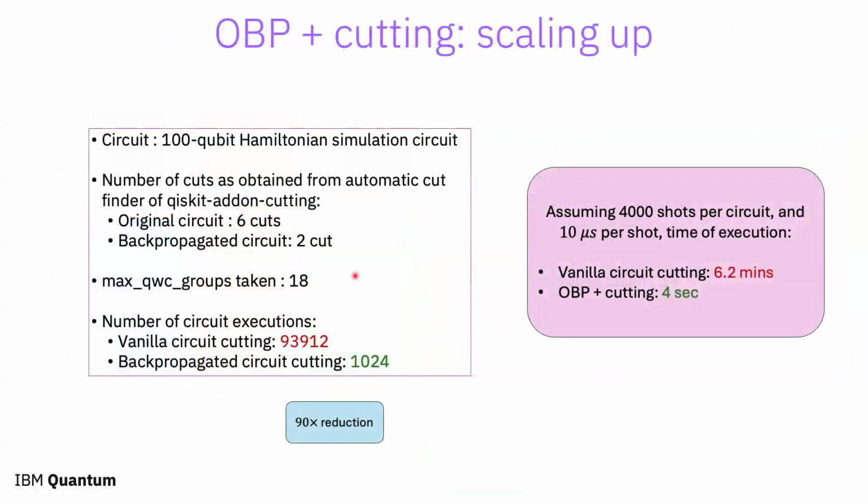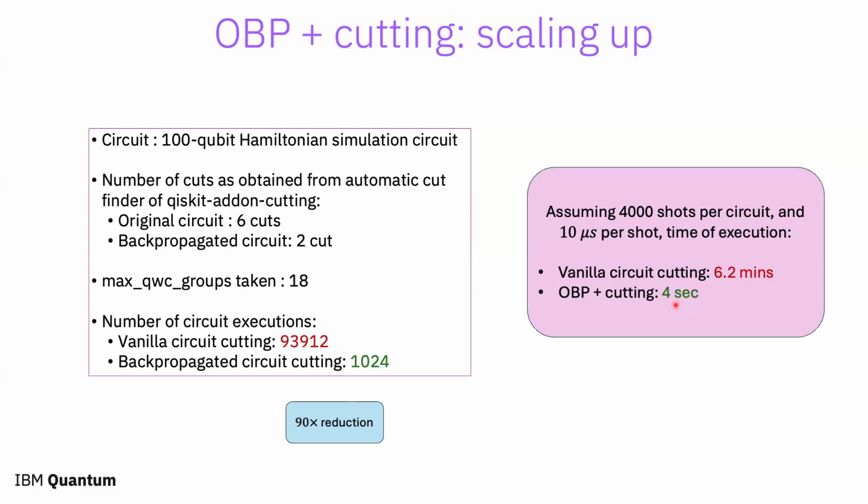And if we scale it up, we didn't run this circuit, but if you take, say, a 100 qubit Hamiltonian simulation, in vanilla circuit cutting, you have like 93,900 circuit executions. Whereas if you do backpropagation, it goes down to 1,000. So that's a 90x reduction. And if this doesn't seem like a wow moment, let's look into this. If you want to run these many circuits, and this is the execution overhead, this would require 6.2 minutes, whereas this would require 4 seconds. So it kind of shows the beauty of this method, right?